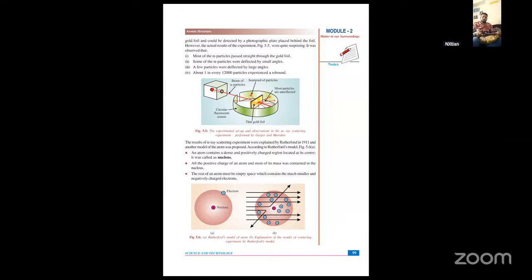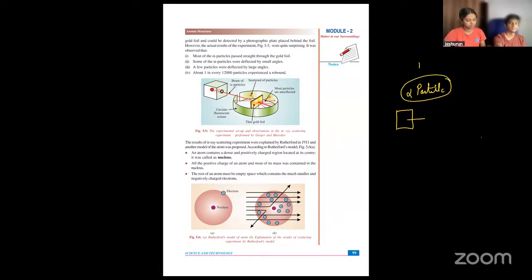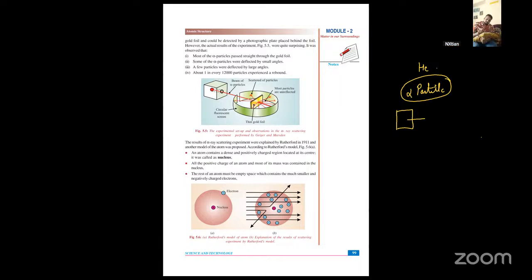So Rutherford, what he did, a small brief introduction I can give. Rutherford basically took alpha particles, and can anybody tell me what an alpha particle is made up of? Helium plus plus. Basically, alpha particles are called helium plus plus. It has a heavy positive charge.